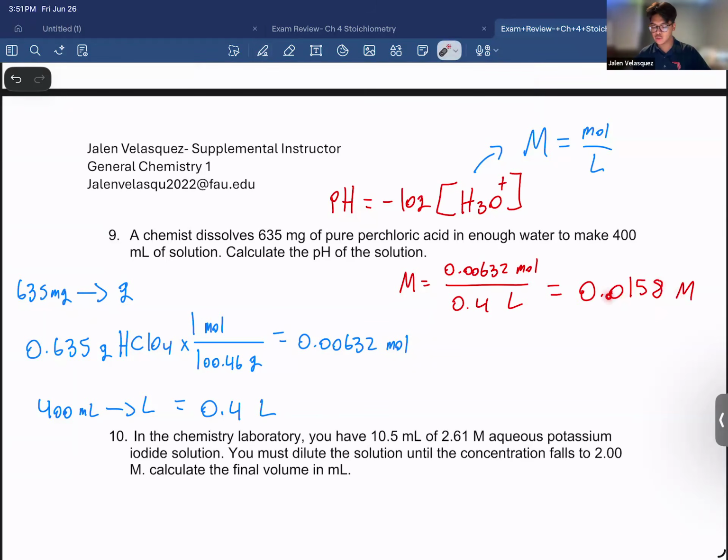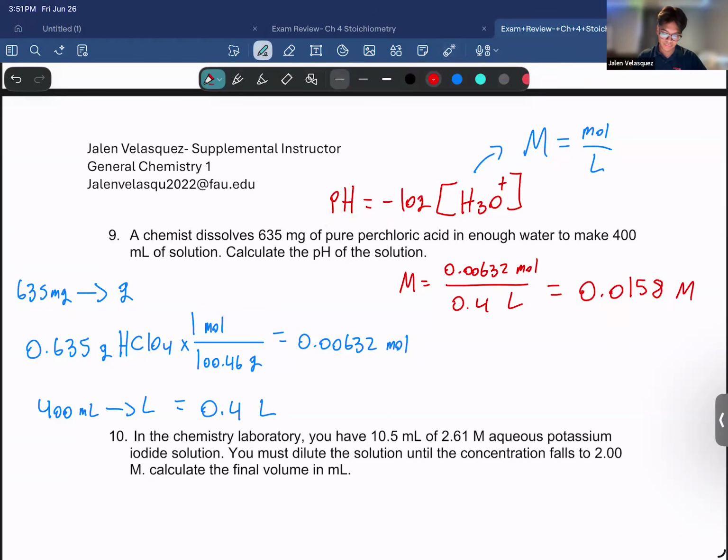right? Now that I have the concentration of hydronium, we can just find the pH by taking the negative log of this number. So pH is the negative logarithm of your hydronium concentration, so negative log of 0.0158, and you will get a pH of 4.14.